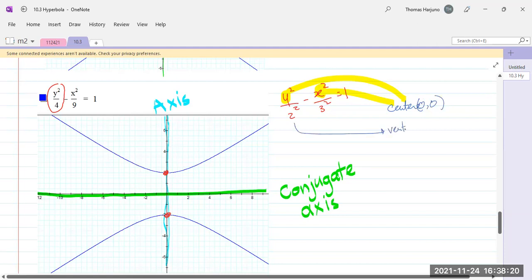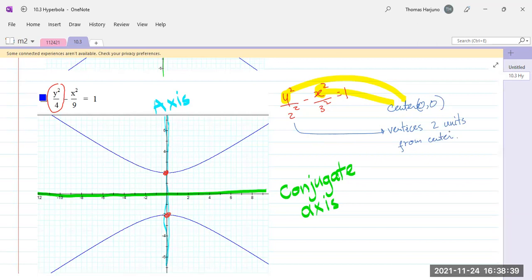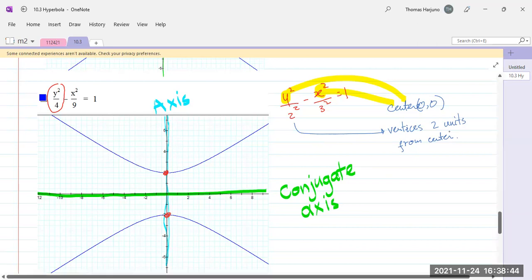And then the vertices are 2 units from the center. Now, how do we know whether we go up or down, or left or right? It depends on the transverse axis. The transverse axis here is parallel to the y-axis. So from the center, you go up 2 units and down 2 units.